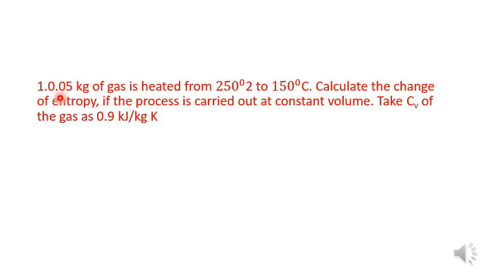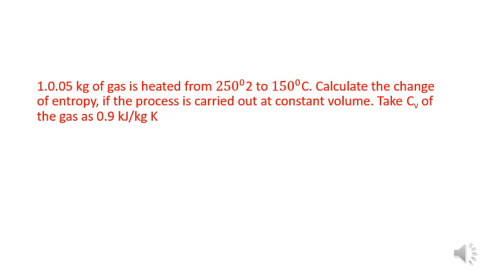The first problem: 0.05 kg of gas is heated from 25 degrees centigrade to 150 degrees centigrade. Calculate the change in entropy if the process is carried out at constant volume. Take the CV value of the gas as 0.9 kilojoule per kg Kelvin.